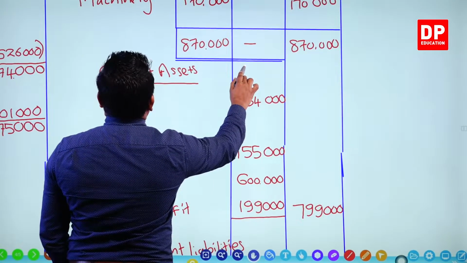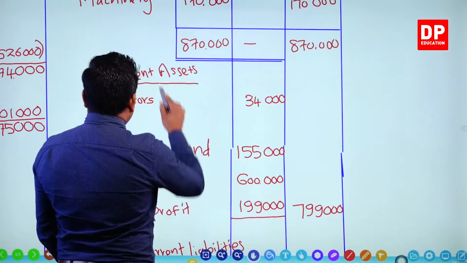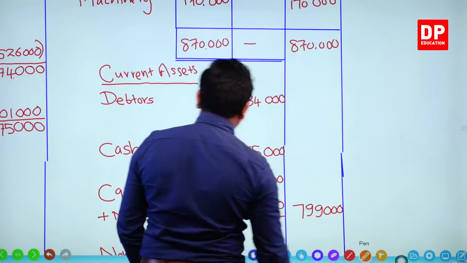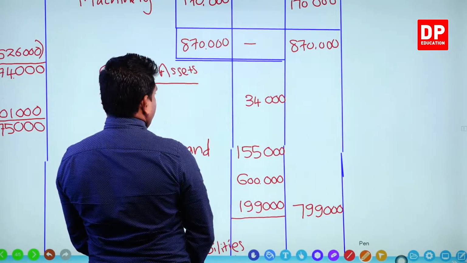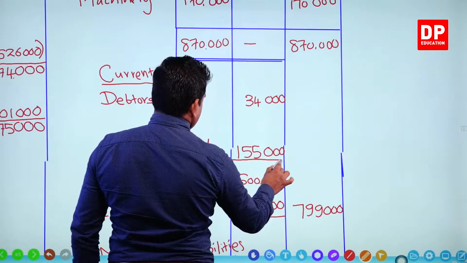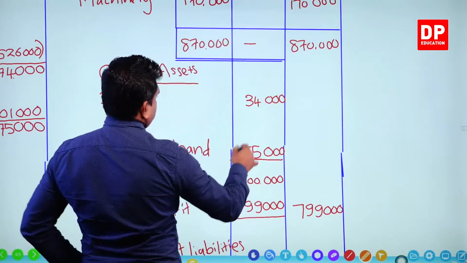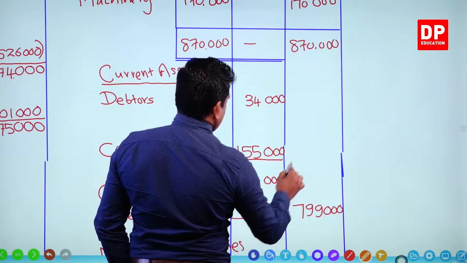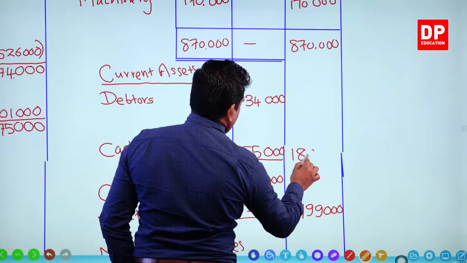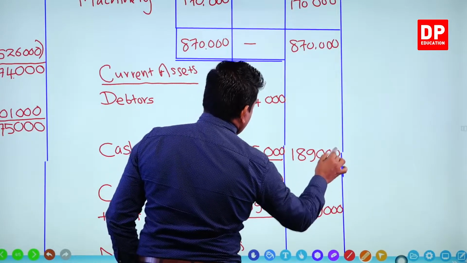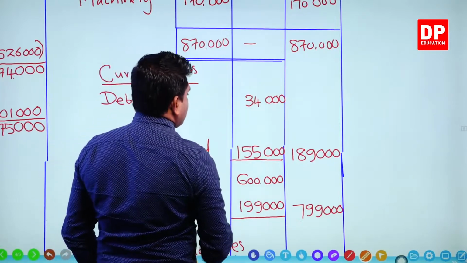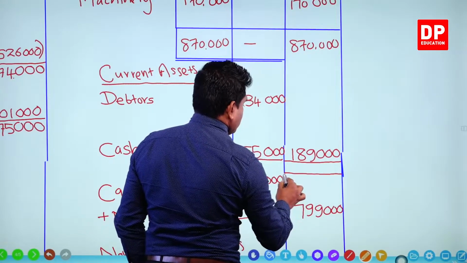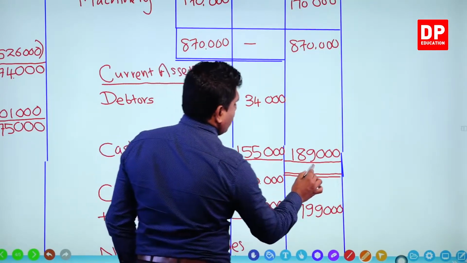Then you go to the top of the statement of financial position. We have taken the total of the non-current assets, right? There are only two under the current assets. Then you can get the total: 155,000 and 34,000, 189,000. Above you can see 870. Down you can see 189,000. The asset side is finished. Then here 9,000.